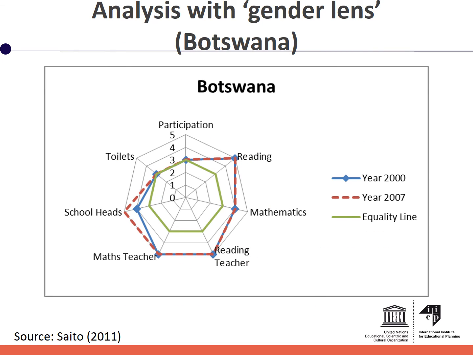For Botswana, the situation during the year 2000 in blue line shows that most of the indicators were located outside the equality line, illustrating that girls and females are in favor. The only exception was the toilet ratio, which had no disparity. When comparing the situation in the year 2007, not much has been changed, except for the female proportion of the school heads, which further increased.